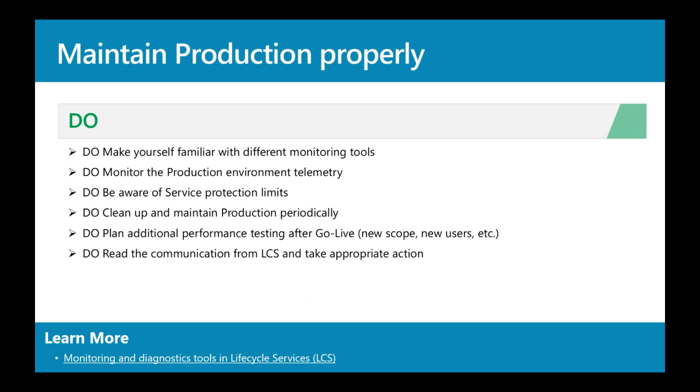To end this chapter about maintenance, I mentioned that it's important to make yourself familiar with the different monitoring tools, not only in LCS, but also in the Power Platform Admin Center, that you also need to monitor production environments, telemetry, that you should be aware of service protection limits, also known as throttling, that you have to clean up and maintain production data periodically, and that you also have to plan for performance testing if you have a new scope or additional country go-lives coming up. And the last thing, same as for servicing, is that you have to read the communication from LCS and take appropriate action.